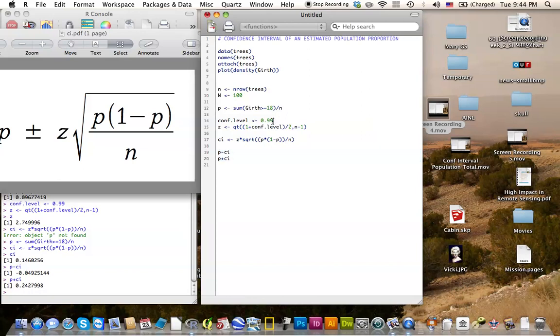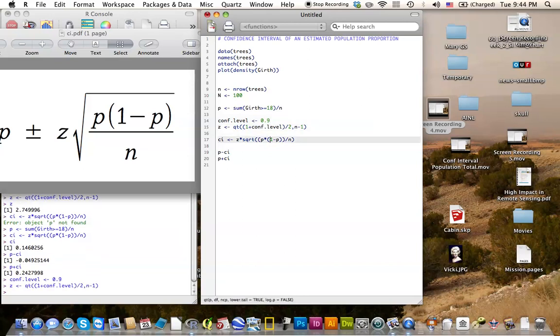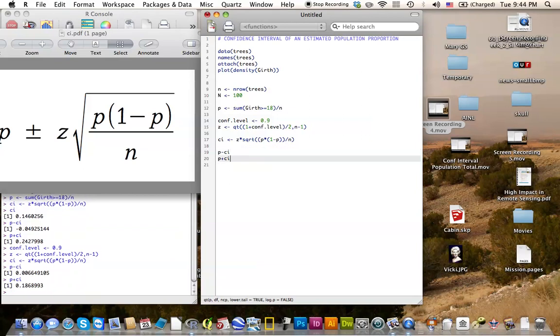Right? If we change our confidence level to 90, then we're less confident, which means we can have a smaller confidence interval. So now we're 90% confident that it's between just barely or just over 0.5%, but less than 18%. So most of our trees are much smaller than 18 inches around. But that's how you calculate the confidence interval of an estimated population proportion.